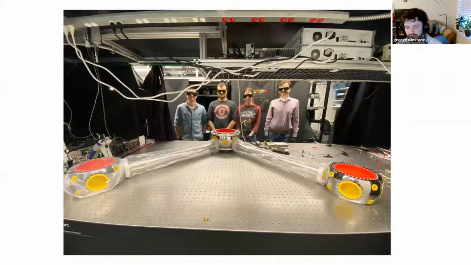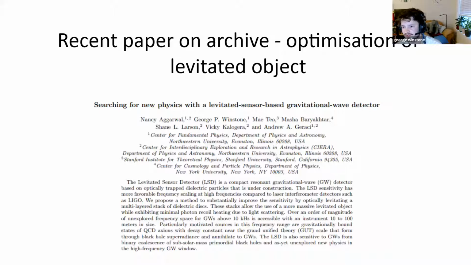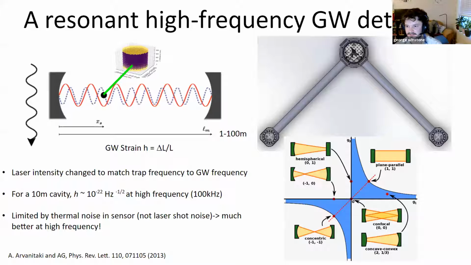Great. So what are we doing while we're constructing this? Well, at the same time, we're trying to optimize the design of the system as we're putting it together. There's a fairly recent paper on the arXiv by us where we're optimizing the levitated objects. I gave an impression earlier that we have to use disks rather than spheres, and that's true. But we actually think we can do a little bit better than disks as well.